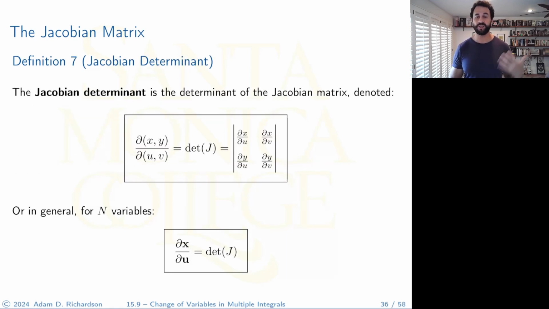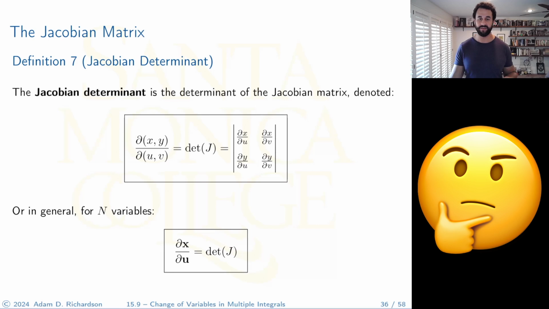So the Jacobian determinant is literally the determinant of this matrix. This is the symbol they use in the book to describe the Jacobian determinant. So take the determinant of the Jacobian, and this is the symbol they use in the book to denote it. Here's where I want to pause again just for a minute. Stare at this for a minute. Try to make sense of the notation, because this is a lot of stuff coming fast.